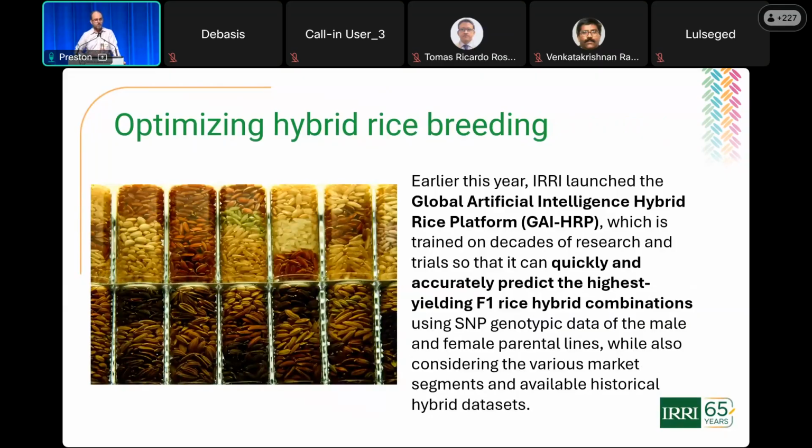And then the other example, which is newly launched, is the Global Artificial Intelligence Hybrid Rice Platform. So this is really helping to optimize hybrid rice breeding.